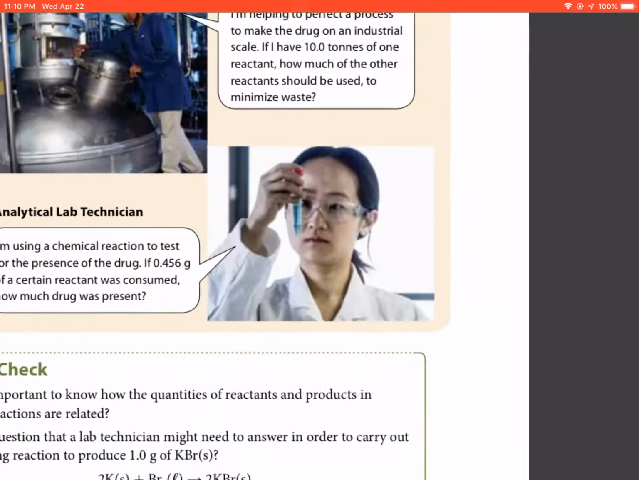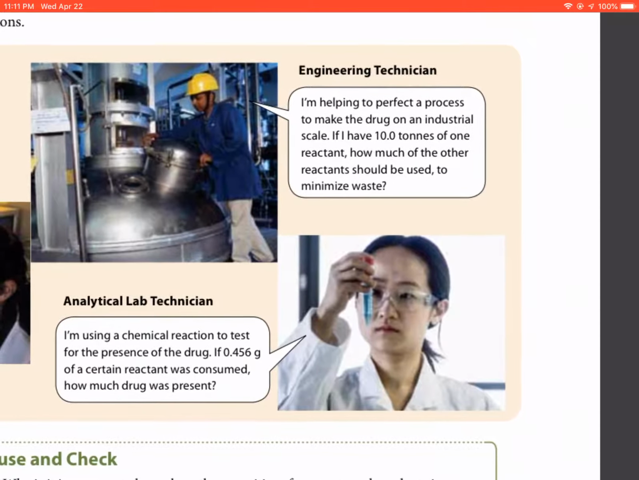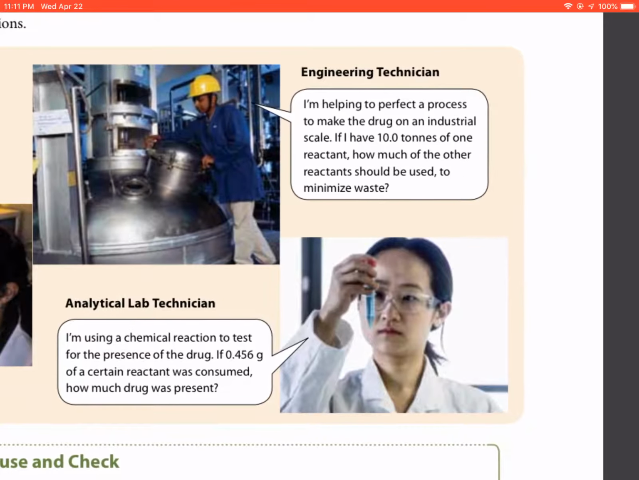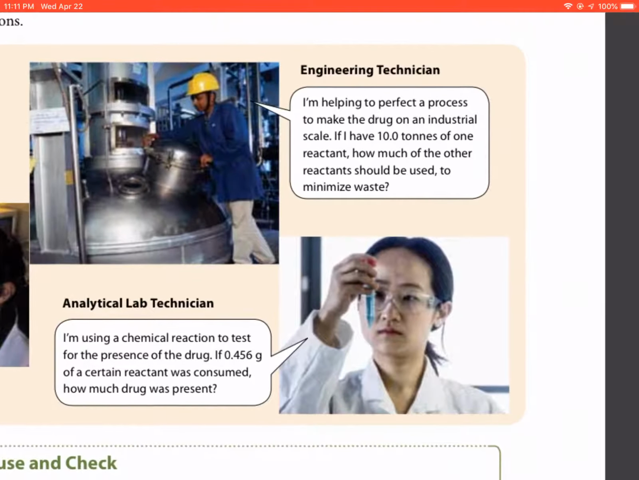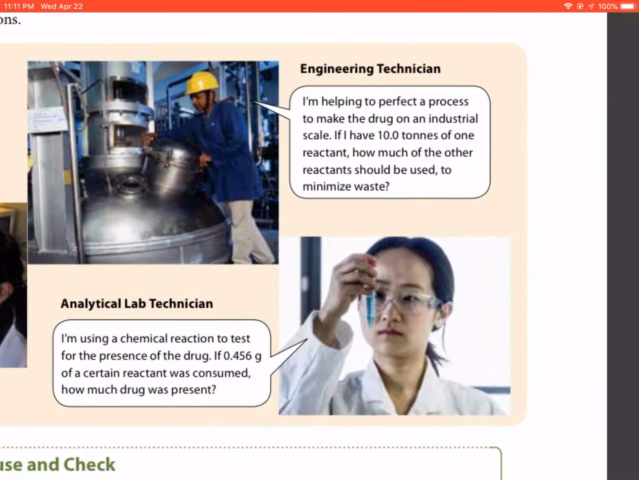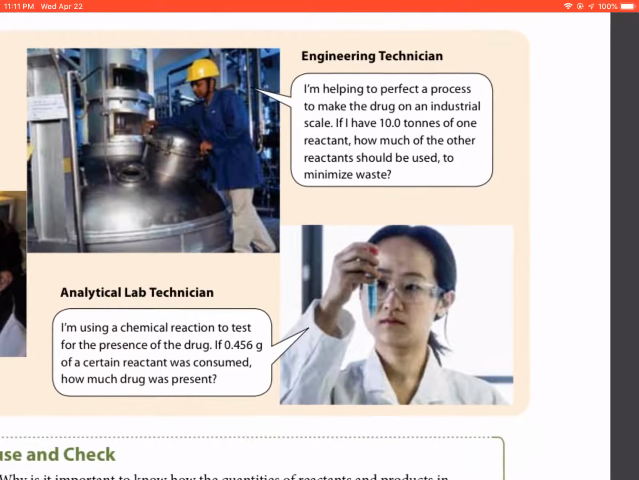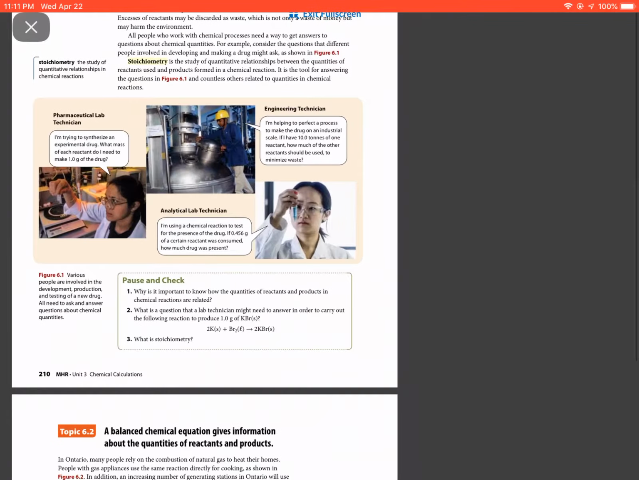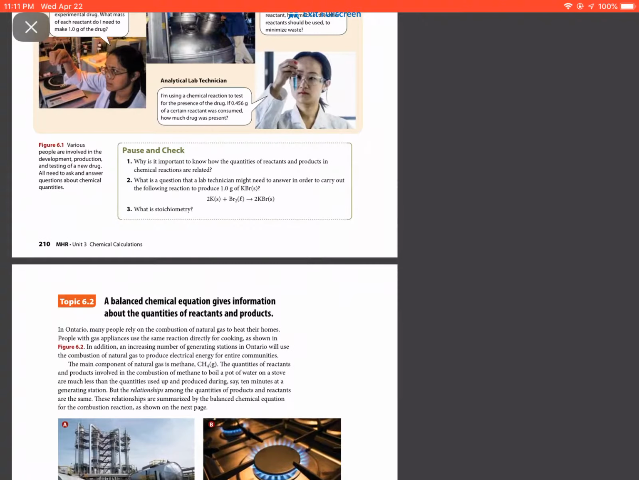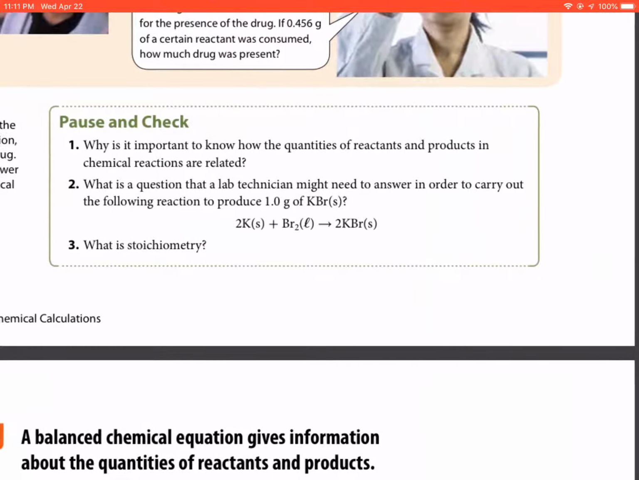And then the third person over here is an engineering technician. Again, may have gone to Mohawk College or Niagara College or Fanshawe or George Brown. It says, I'm helping to perfect a process to make the drug on an industrial scale. If I have 10 tons, over 10,000 kilograms of one reactant, how much of the other reactants do I need to use to have the minimum amount of waste? Remember, in a chemical reaction, the balanced equation tells us how much of each reactant we need to make a certain amount of product.